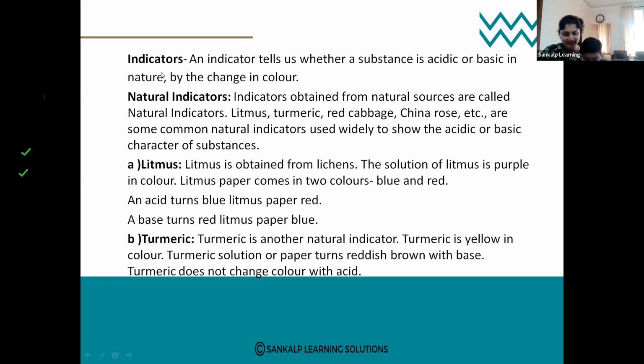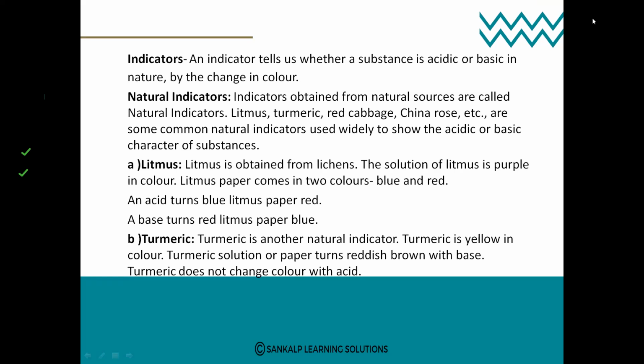Okay. So we were discussing indicators last class. So what are indicators? They tell us whether the given substance is acidic or basic in nature. How do they indicate? By showing a change in color. If it shows a change in color, that means they are playing the role of indicators.